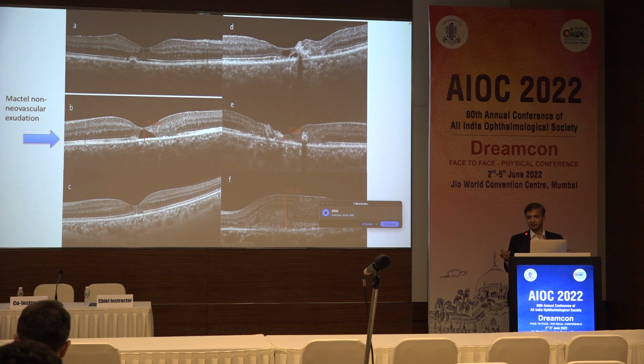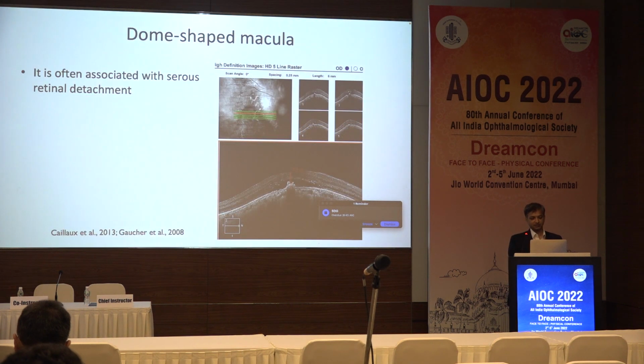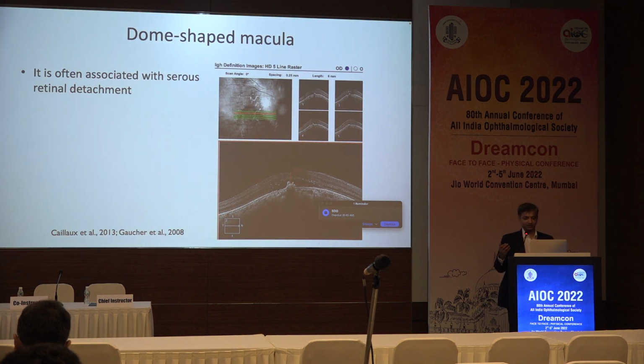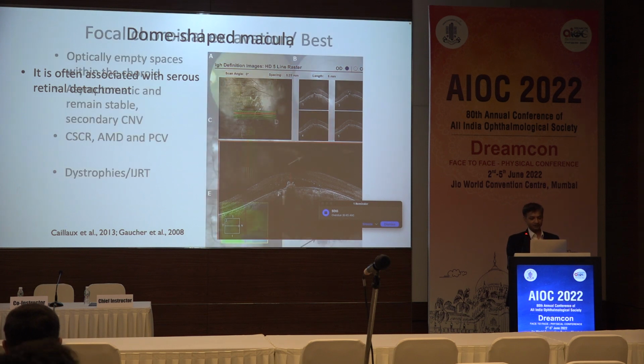Another condition, MacTel, there can be non-neovascular exudation also. There is a subretinal fluid kind of pocket. You don't have to treat those conditions. What about dome-shaped maculopathy? There can be SRF. People have tried different ways, X, Y, Z, and overall it may or may not make much of a difference, but be careful if there is any CNVM in these cases.